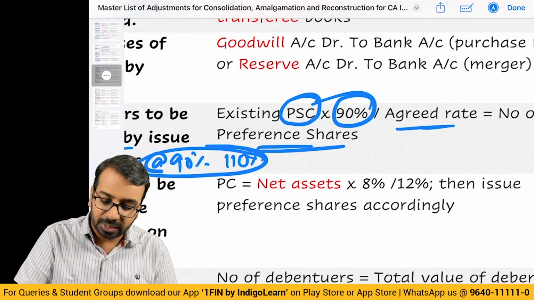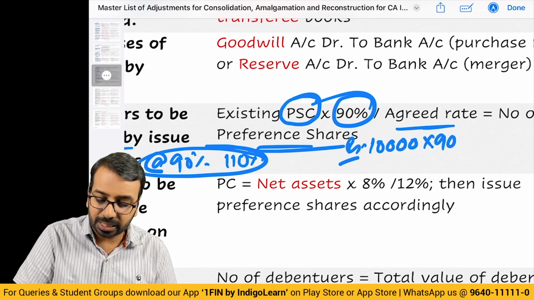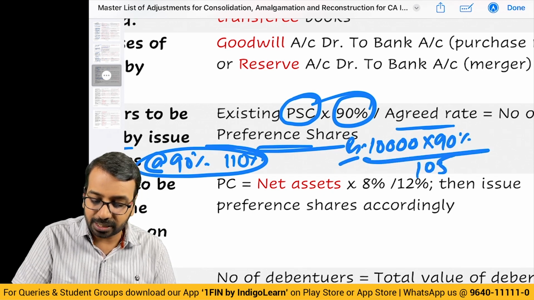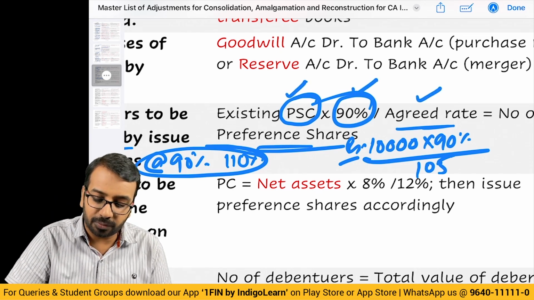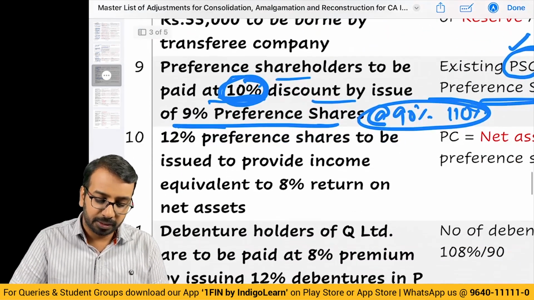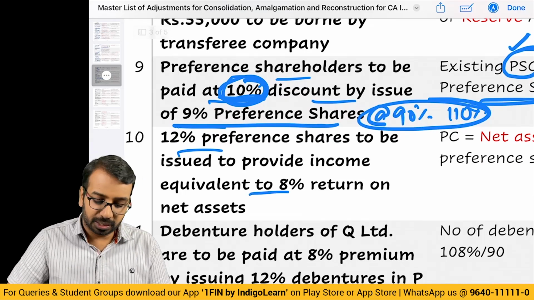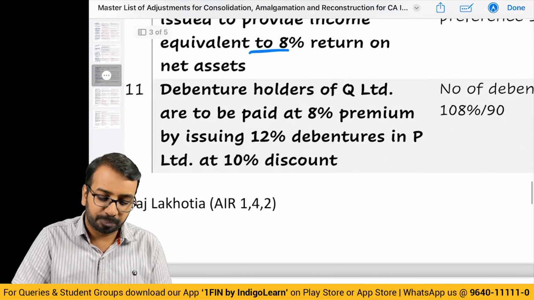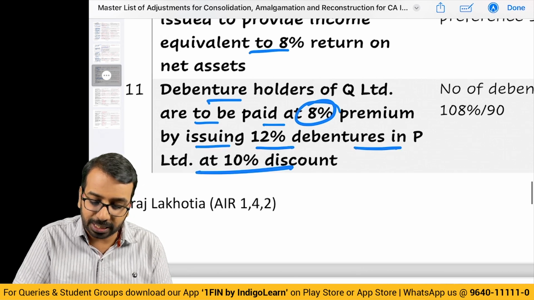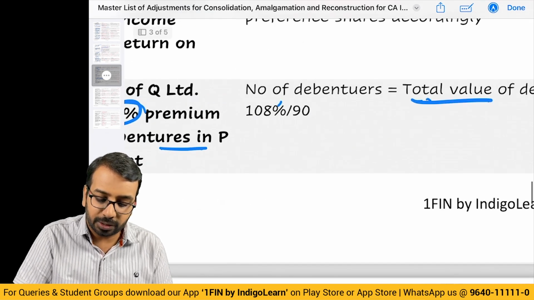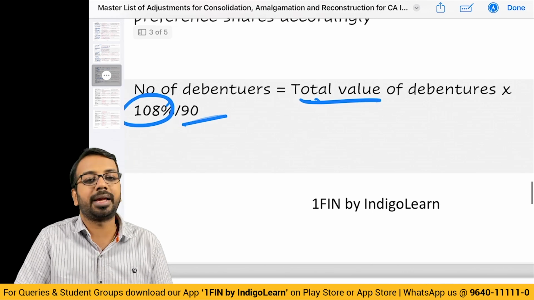For example, if there are 10,000 rupees of preference shares settled at 90%, and new preference shares are issued at 105, divide that by 105. So existing into 90% divided by the agreed rate. Same income, again whatever we did in the case of debentures, the same thing would be done. Debentures are to be paid at 8% premium by issuing 12% debentures at 10% discount. Then what will you do? Total value into 108% divided by 90.